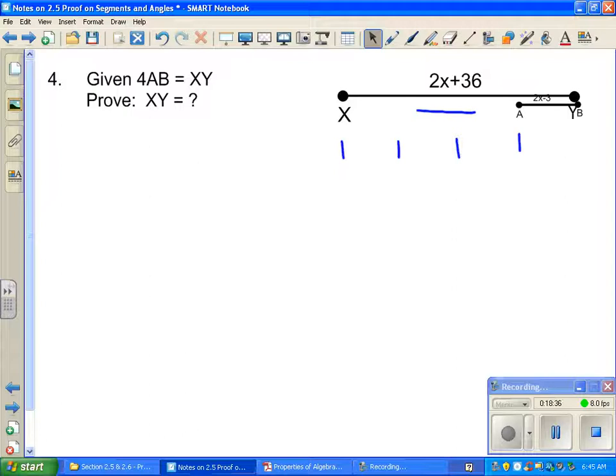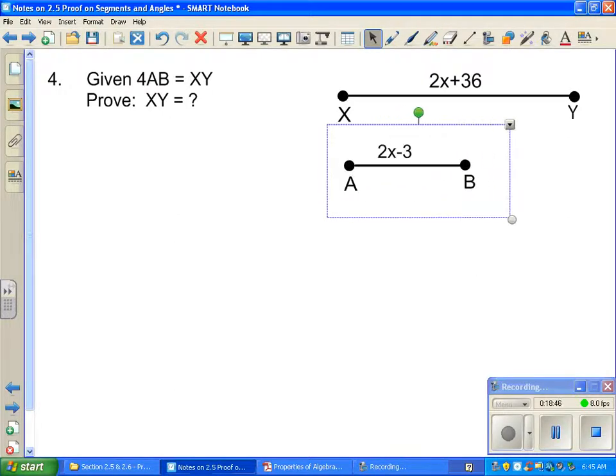But in order to make it to where you can see it, I had to make it enlarged so you could read it. Because if I'd have made it that small, you might not could read the 2x minus 3. So I'm just going to pull that back out so we can see it better. So our picture's not drawn to scale that way is what I'm trying to get to.